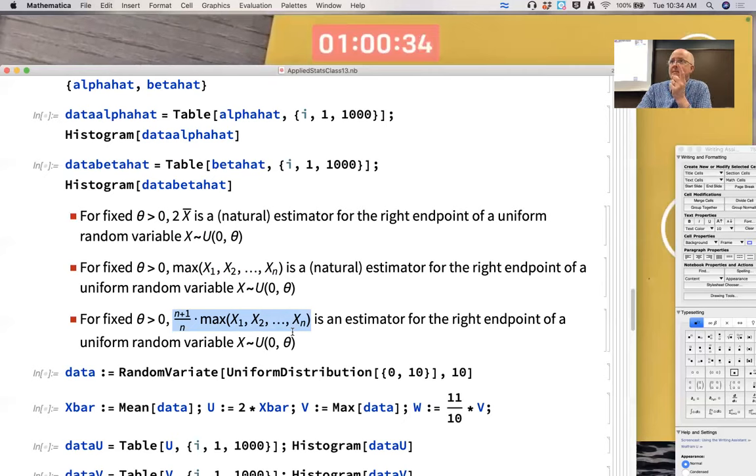It's a different estimator than 2x bar. They're both unbiased, but they are different from each other. And in general, they give different values. They're computed differently. For a given random sample, they will equal different things. But as theoretical estimators, they're both unbiased. They both have a mean equal to the right endpoint, the unknown parameter.